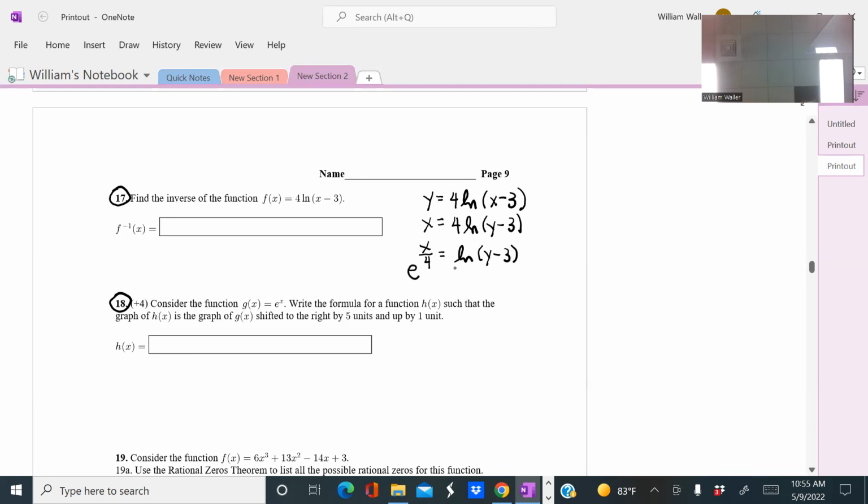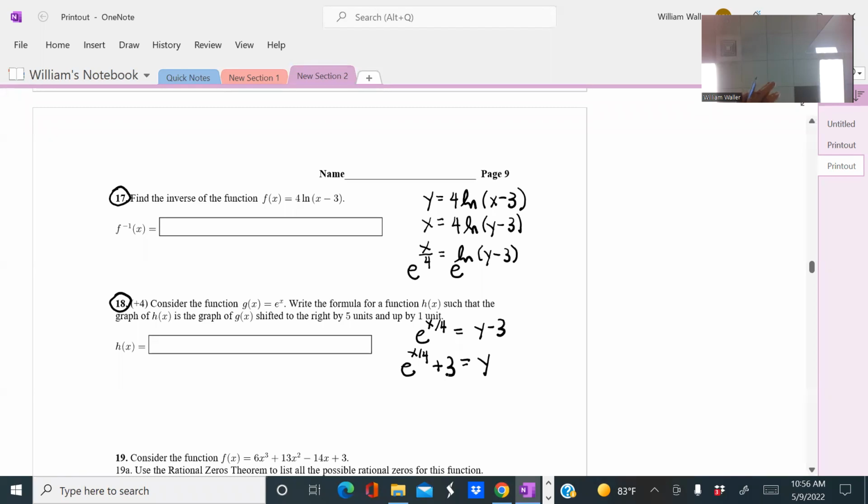Just raise e to both sides. On the left-hand side, you just get what you get there: e to the x over 4. And then, of course, on the right-hand side, the e and the natural log cancel. That would just leave you with y minus 3. And now all you have to do is add 3 to both sides. So there's your inverse function, e to the x over 4 plus 3. You get this very simple inverse function, e to the x over 4 plus 3. That's the formula for the inverse function.